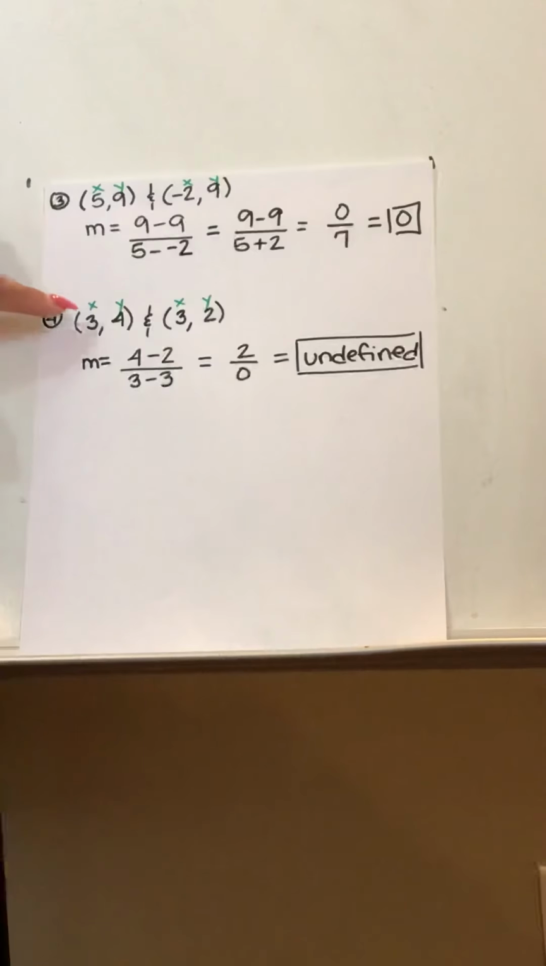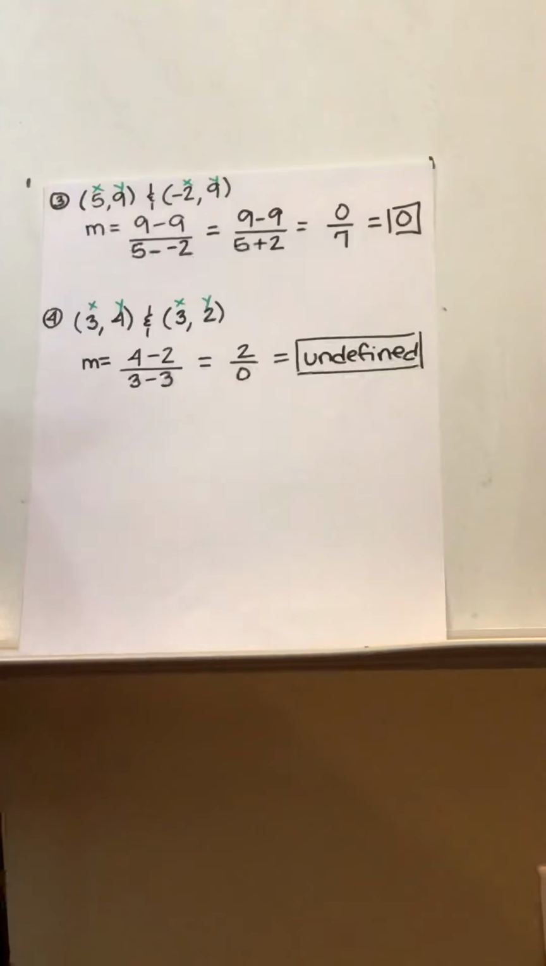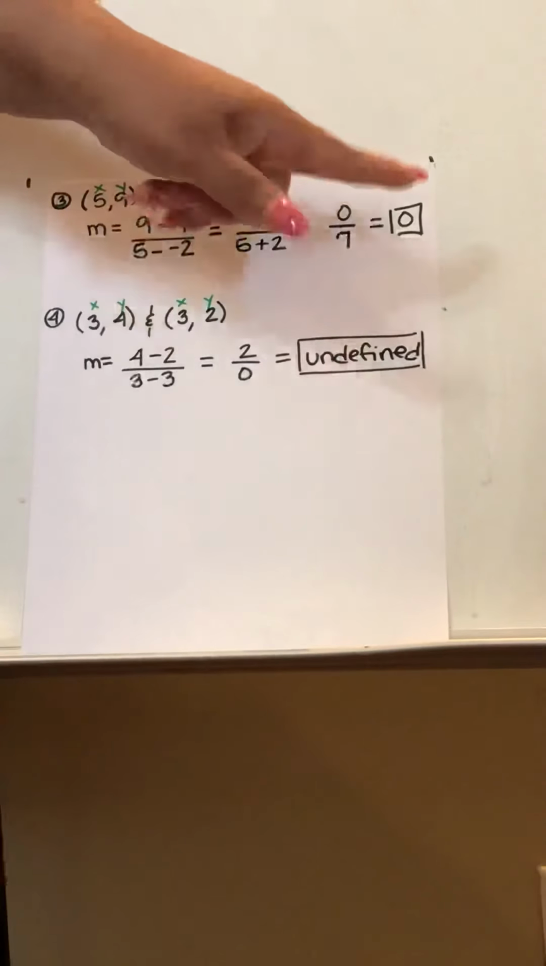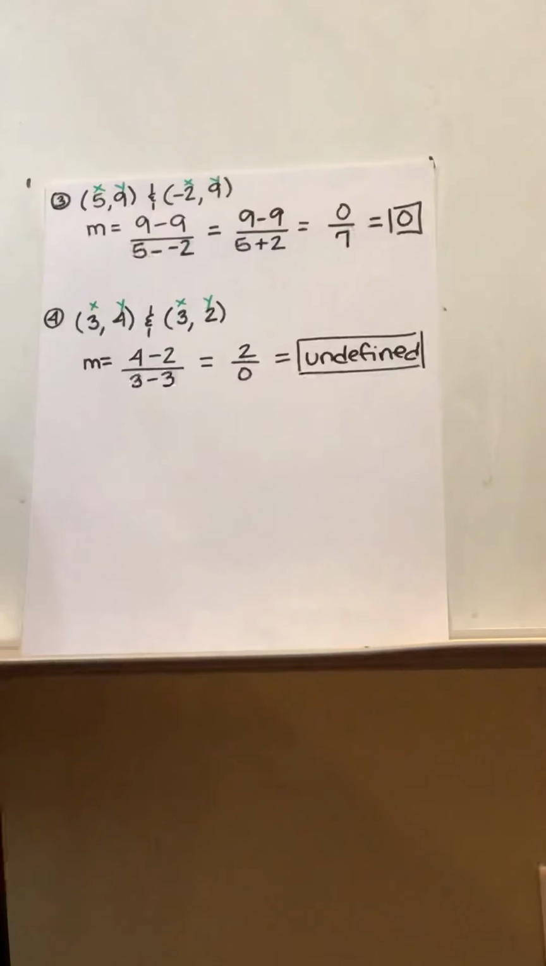Last set, if you had (3, 4) and (3, 2), and you plug it into the slope formula, 4 minus 2 over 3 minus 3, that would give us 2/0. This time, 0 is on the bottom. Now, 0 on the bottom of any fraction is undefined, meaning it doesn't exist. So you need to be mindful of where 0 is located. If 0 is on the top, then your answer is 0. If 0 is on the bottom, then your answer is undefined.